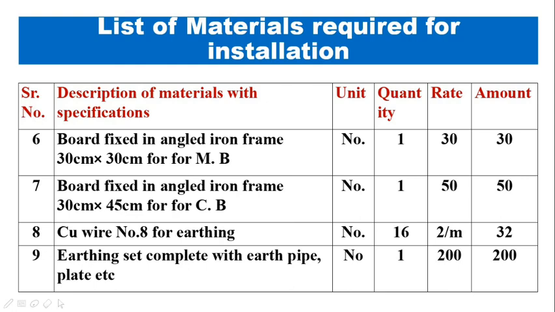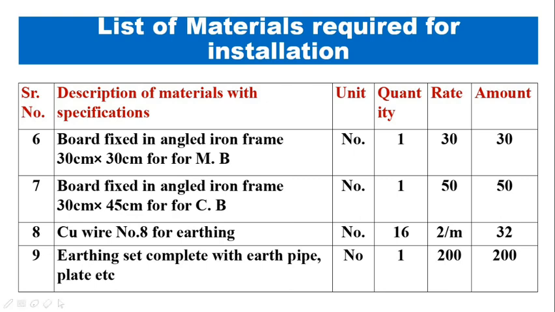Then next is copper wire, which is required for earthing. As you have already calculated, the length of copper wire required for earthing is 16 meter. So the quantity of copper wire you will take is 16 meter, then the rate is 2 rupees per meter, so the total amount is 32 rupees.